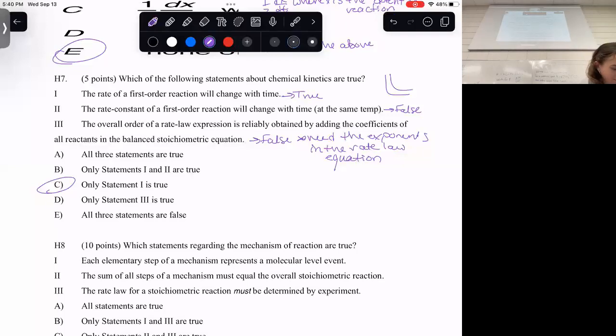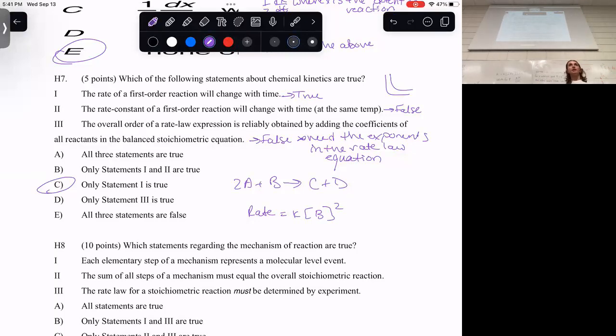Yep, so we could have something where it was like 2A plus B goes to C plus D, but our rate law could look like this. Yep, so the coefficients in front do not match the exponents. So we can't rely on just the coefficients. We have to know the rate law.